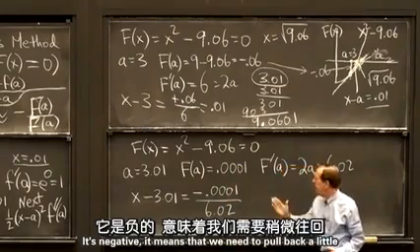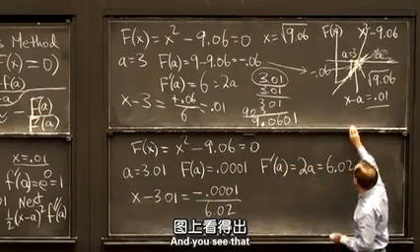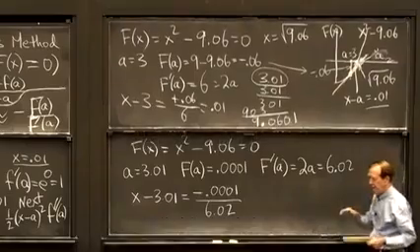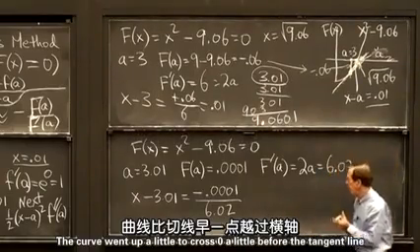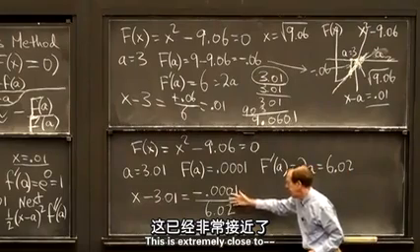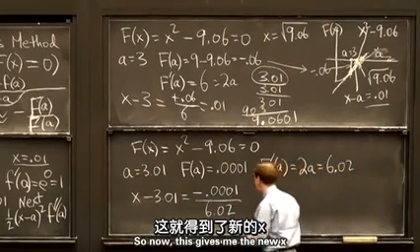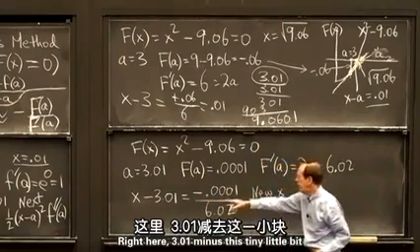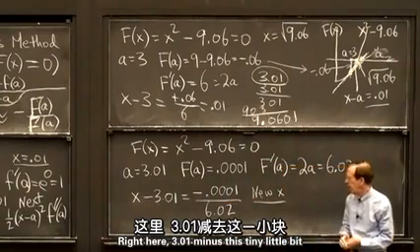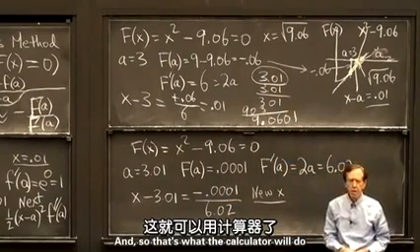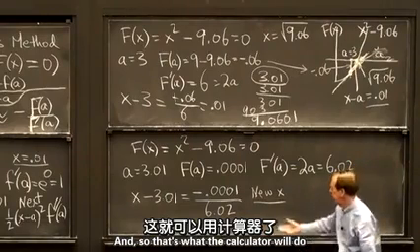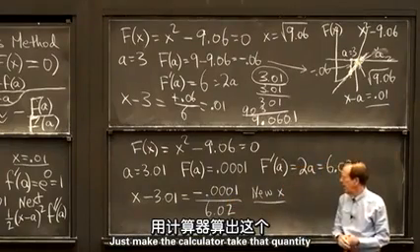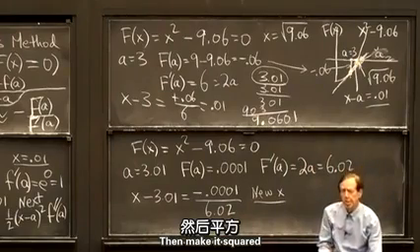It's negative. It means that we need to pull back a little. And you see that. We slightly overshot by following the tangent line. The curve went up a little across zero a little before the tangent line. This is extremely close to, so now this gives me the new x. Right here, 3.01 minus this tiny little bit. And so that's what the calculator will do. I hope you'll do it on a calculator. Just make the calculator take that quantity, then make it square it.